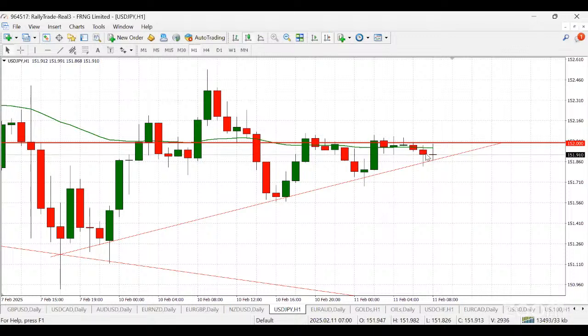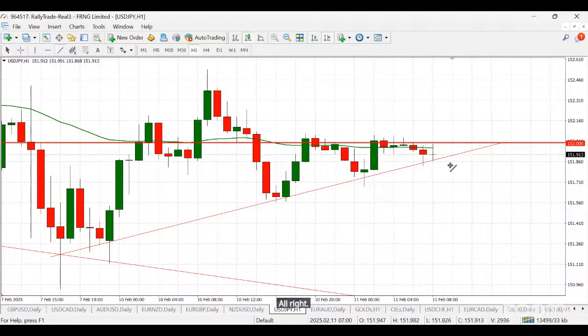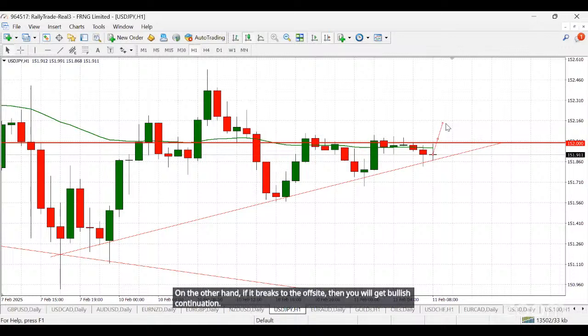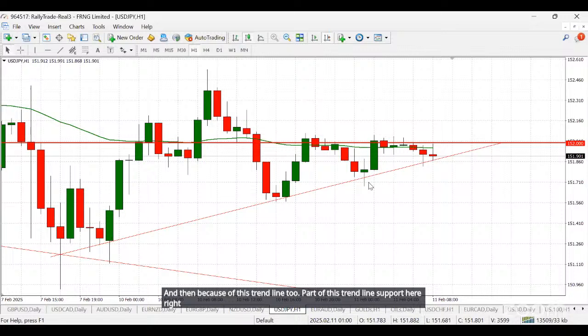Right. All right. So as it is now, USD JPY breaking out of this triangle is going to present some fantastic trading opportunities. If it breaks to the downside, then we'll get some bearish continuation. On the other hand, if it breaks to the upside, then we'll get bullish continuation. So the level to watch is this 152 resistance level. And then because of this trend line too, support right here as well, and currently price is sitting at that same support level.